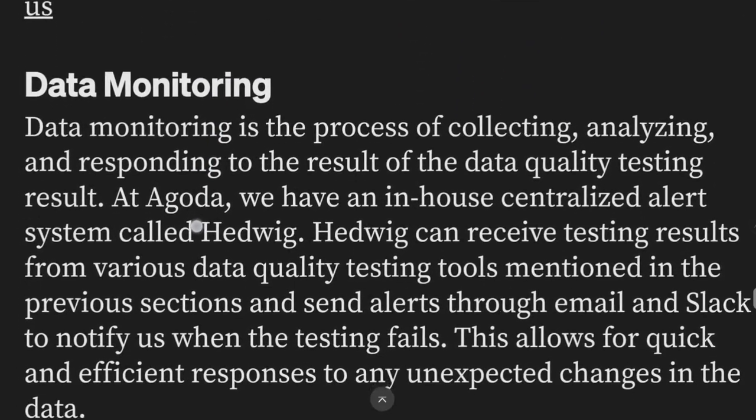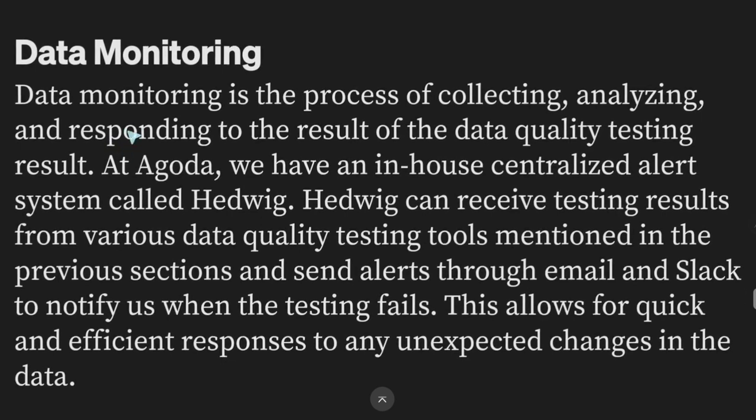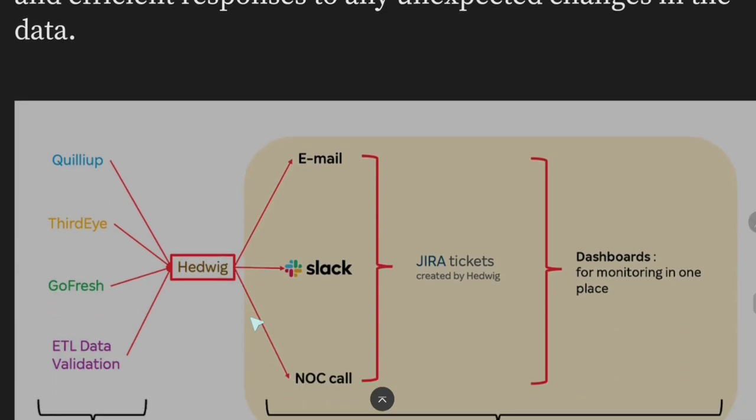Data monitoring. Data monitoring is the process of collecting, analyzing, and responding to the result of the data quality testing result. At Agoda, we have an in-house centralized alert system called Hedwig. Hedwig can receive testing results from various data quality testing tools mentioned in the previous sections and send alerts through email and Slack to notify us when the testing fails. This allows for quick and efficient responses to any unexpected changes in the data.